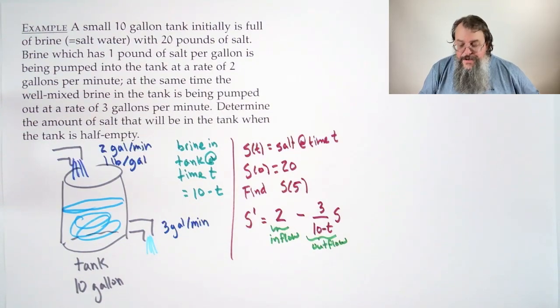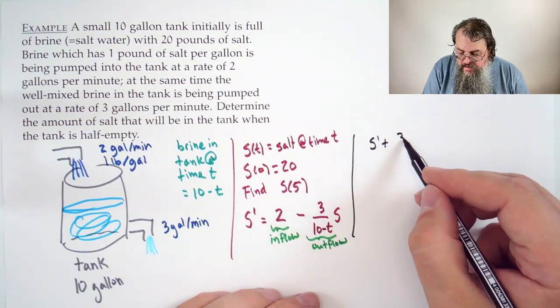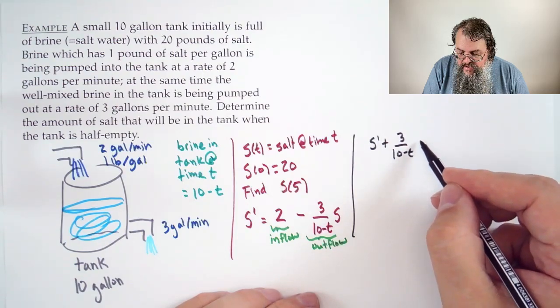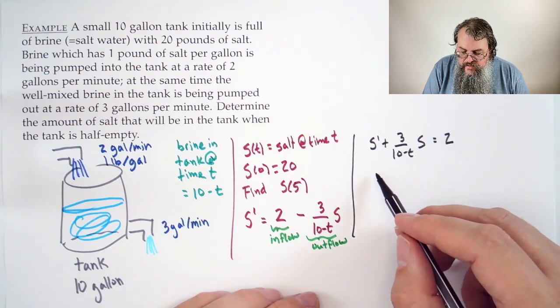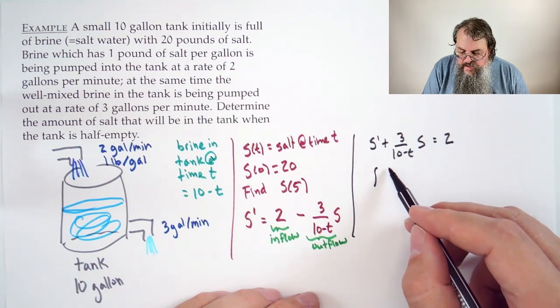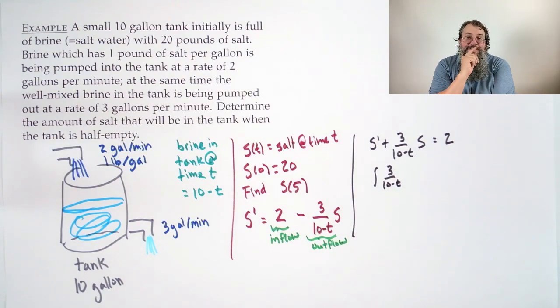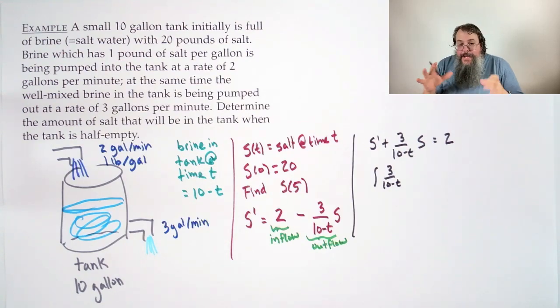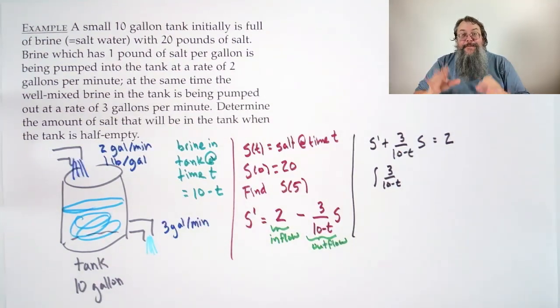With that done, our problem is set up. And away we go. Well, we're not going to go away. We're going to solve it because we need practice. Practice is good. So S prime plus 3 over 10 minus t times S is equal to 2. And so our integrating factor, well, we integrate 3 over 10 minus t. Here is a place where if you're not paying attention, you might lose something. Steve is pausing dramatically. All right, I'm not going to mess anything up.